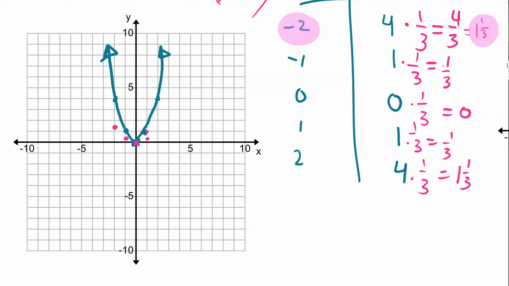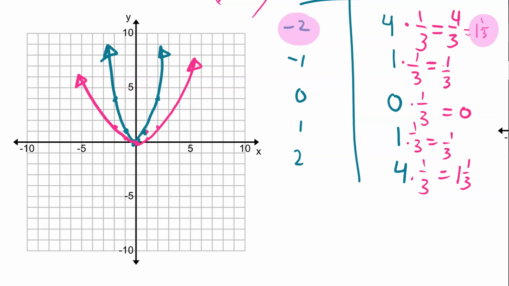So go to 1/3, and then 1 and 1/3. So you see it's a lot wider. So you're literally vertically compressing it. You're pushing down on the arms. You're vertically compressing it. It's getting wider.